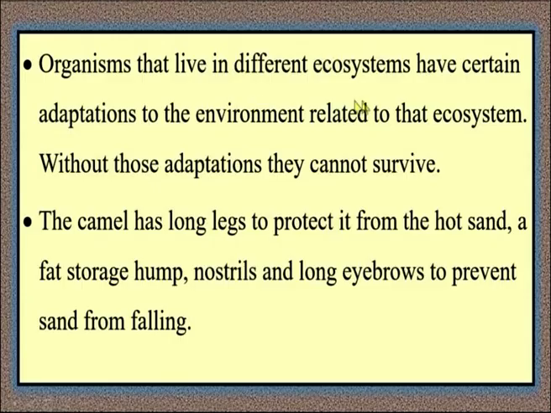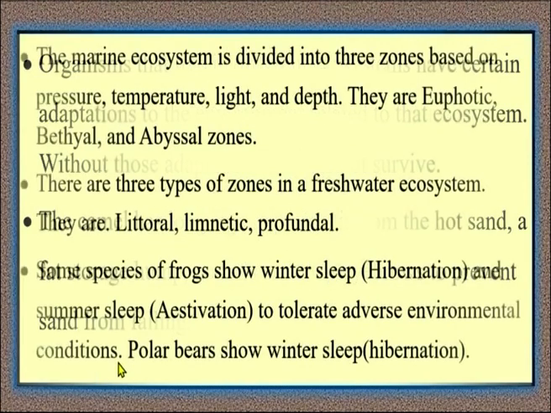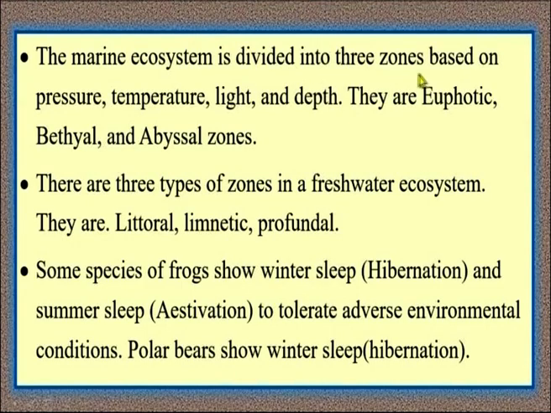Organisms that live in different ecosystems have certain adaptations to the environment related to that ecosystem. Without those adaptations, they cannot survive. The camel has long legs to protect it from the hot sand, a fat storage hump, nostrils, and long eyebrows to prevent sand from falling. The marine ecosystem is divided into 3 zones based upon pressure, temperature, light and depth. They are euphotic, bathyal and abyssal zones. There are 3 types of zones in a freshwater ecosystem. They are littoral, limnetic and profundal.